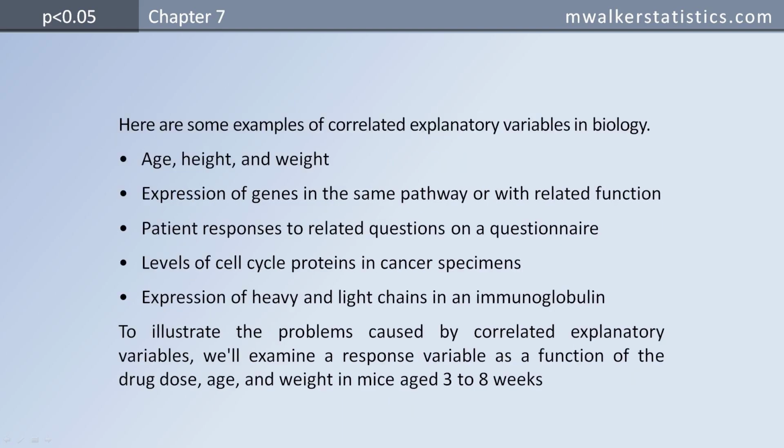Here are some examples of correlated explanatory variables in biology: age, height, and weight; expression of genes in the same pathway or with related function; patient responses to related questions on a questionnaire; levels of cell cycle proteins in cancer specimens; expression of heavy and light chains in an immunoglobulin. To illustrate the problems caused by correlated explanatory variables, we'll examine a response variable as a function of the drug dose, age, and weight in mice aged 3 to 8 weeks.